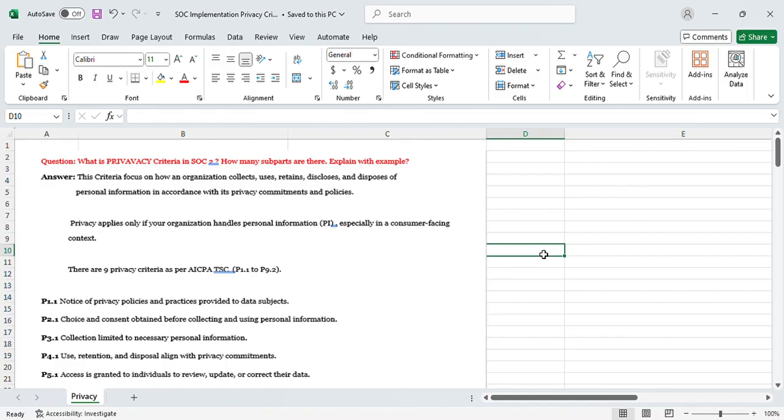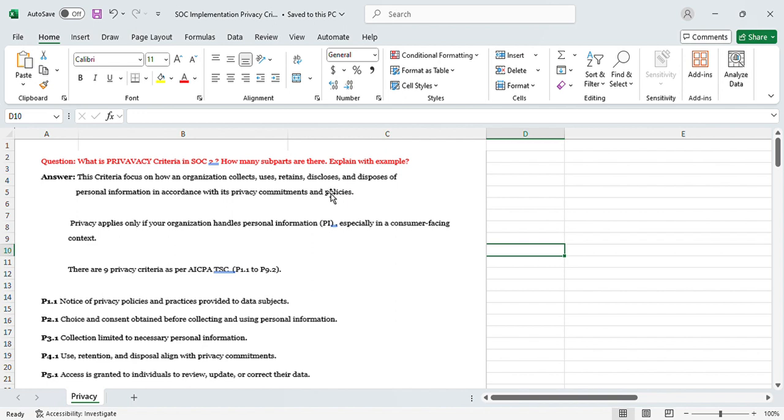So privacy criteria is optional as described in AICPA. Privacy criteria is applicable only if you are collecting, using, retaining, disclosing, and disposing of personal information. So, as per AICPA, there are 9 privacy criteria.